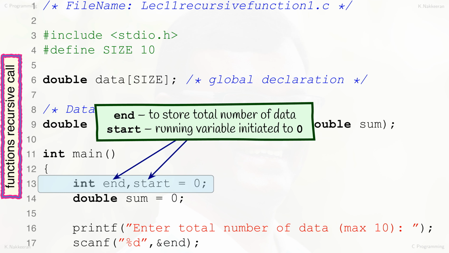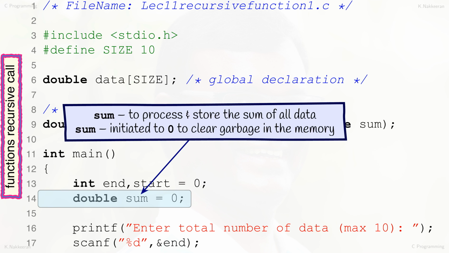Within the main function, line 13 declares 2 integer variables, namely end and start. End is the variable to store the total number of data that are input by the user. Start is the running variable that is initiated as 0 to begin with the first index value as 0 to be used to access the elements of the global array data. Line 14 declares a double variable named sum. Sum is the variable that is initiated as 0 to process and store the sum of all the input values.